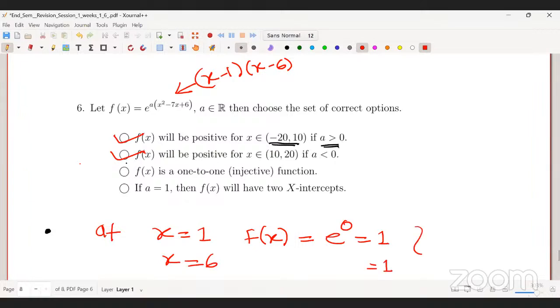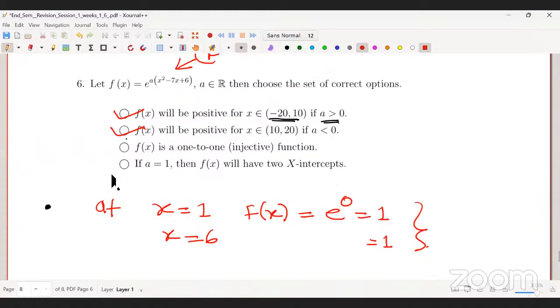So this is not 1 to 1. This statement is incorrect. What about the last option, if a is equal to 1? Incorrect, sir. It doesn't have any x-intercepts.